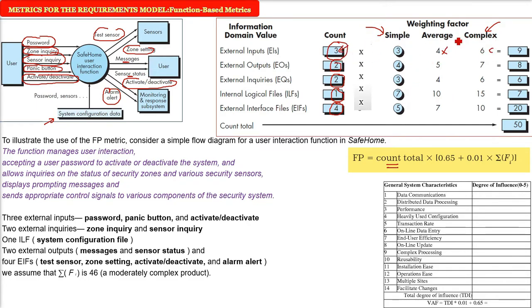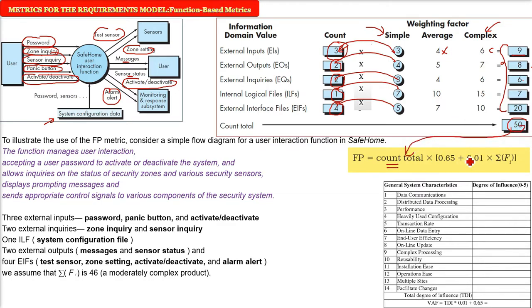Now we have to multiply the first two columns one by one. 3 into 3 is 9, 2 into 4 is 8, 2 into 3 is 6, 1 into 7 is 7, 4 into 5 is 20. Now we'll add them. Summation 50. 50 is our count total. This is our count total.